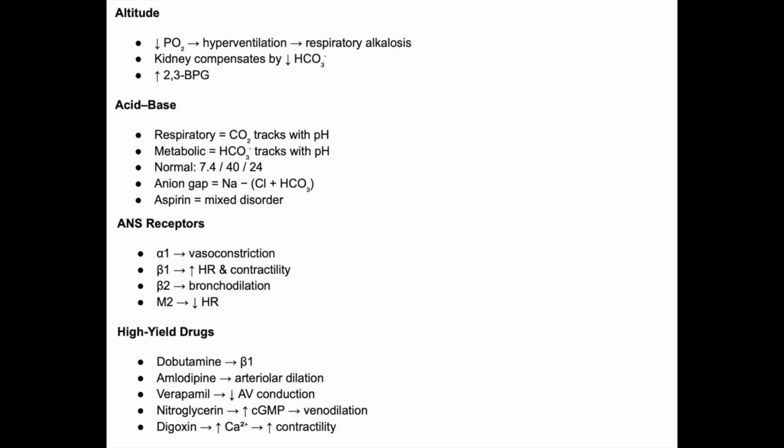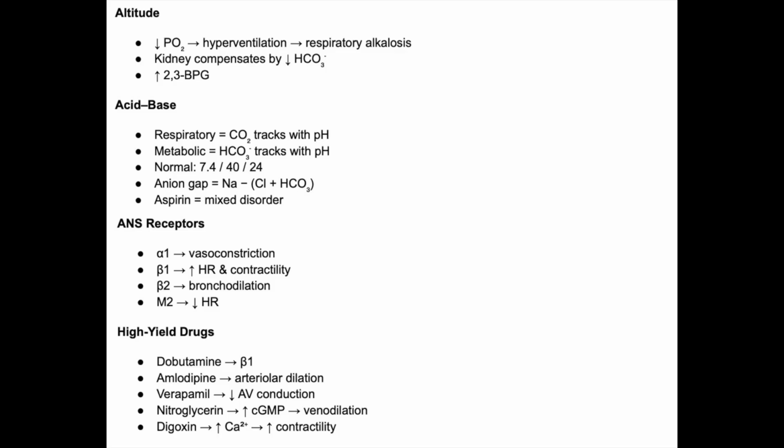Then autonomics. Alpha 1 causes vasoconstriction, beta 1 increases heart rate and contractility, beta 2 bronchodilates, and we didn't really get into muscarinics, but I do recommend looking them up as well. But M2, muscarinic, remember, parasympathetic is what you want to be associating with muscarinic receptors, whereas adrenergic is what we want to be associating with sympathetic stuff. So if you think of parasympathetic as rest and digest, what do you think the muscarinic receptors will do? Probably things to do with the parasympathetic nervous system. So M2 actually slows down the heart, okay? So those receptors explain both physiology and drug actions.